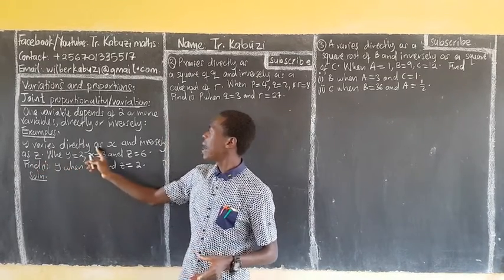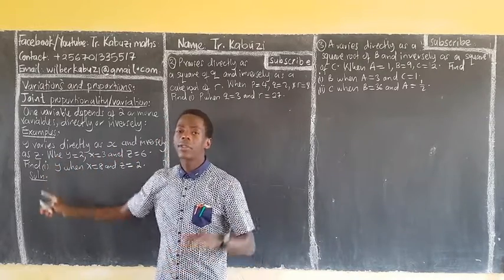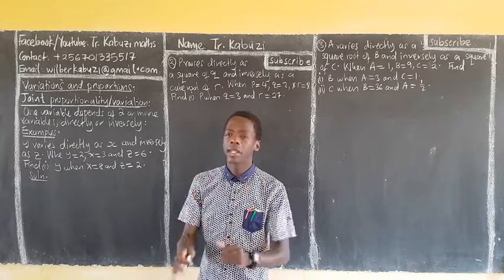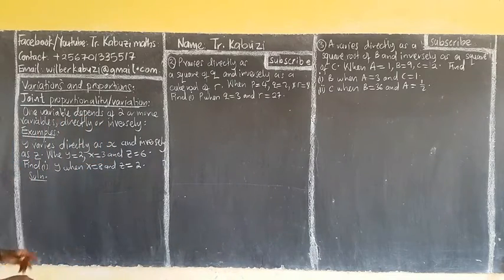Y varies directly as x, so we have y and x, and inversely as z. So those are already three variables. It means that is a joint variation. So how do we handle it? We start by writing the information.